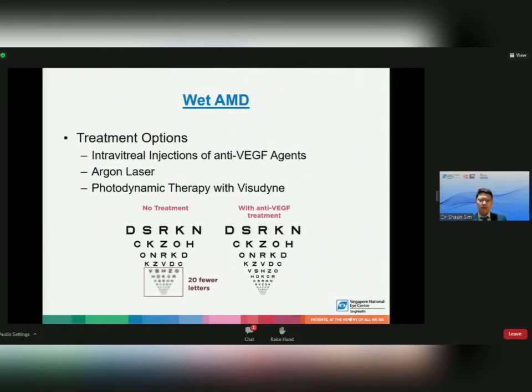So what happens if a patient with wet AMD decides not to have treatment? It has been shown that after 2 years, patients who did not receive treatment saw on average 20 fewer letters compared to those who received injections. So you can see the image on the left showing patients without treatment and on the right with treatment. All right, so 20 fewer letters, to put things into perspective, is actually equivalent to about a 4-line decrease.